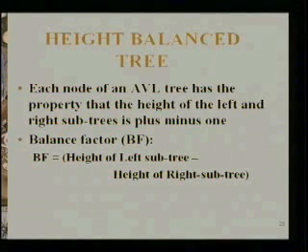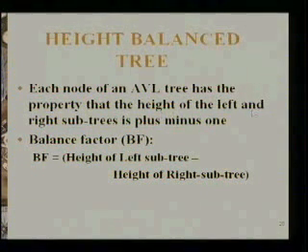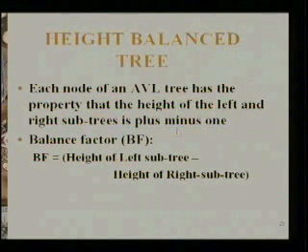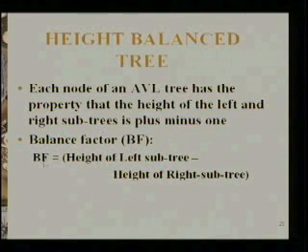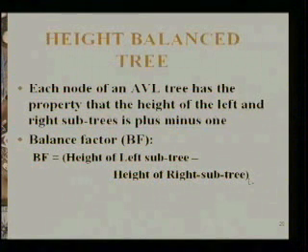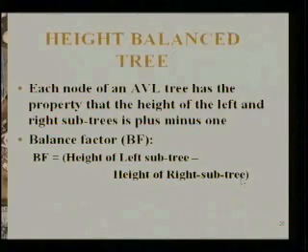One of the height balanced trees is the AVL tree. Now, each node of an AVL tree has the property that the heights of the left and right subtrees differ by at most plus or minus 1. So they can have one level more, maximum, that is what you can have. And for that we defined something called a balancing factor, which is defined as the height of the left subtree minus the height of the right subtree. Now what are the possible values which this balance factor can have?